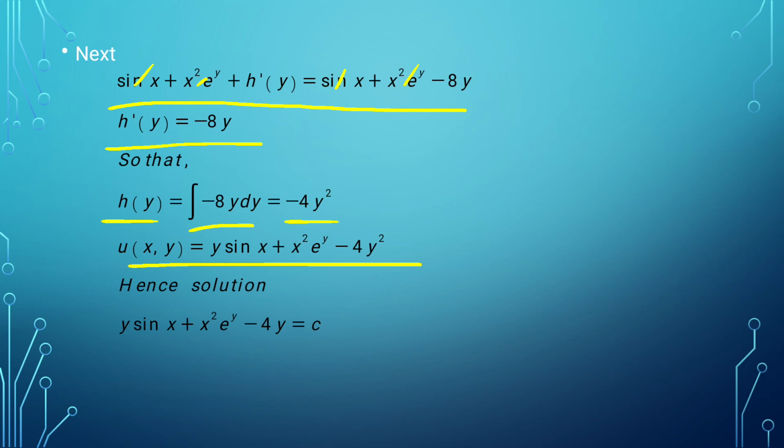And therefore the solution for this DE is basically that. That's the reason from the start I told you that the function u is actually the solution. It's actually the solution.